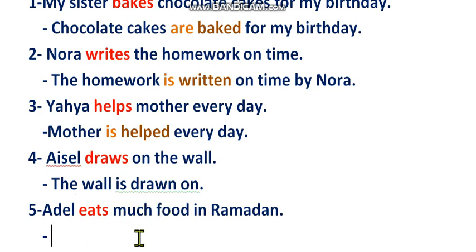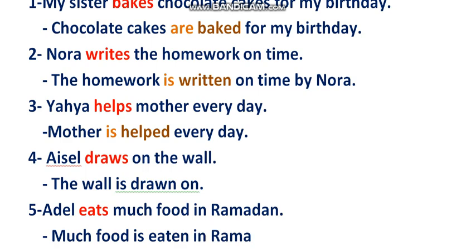Here, Adil eats much food in Ramadan. So much food, the whole phrase much food is the object. Food is uncountable. So is, eat, ate, eaten. That's the past participle, in Ramadan. Okay, so the verb is always changed into is, am, or are plus the past participle, as we can see.